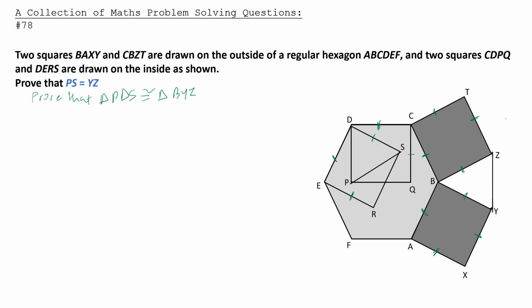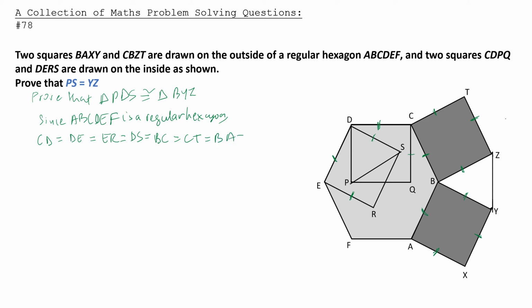So what that means, we can write it down, that since ABCDEF is a regular hexagon, we can say CD equals DE, and that equals ER equals DS equals BC equals CT equals BA equals AX equals BY equals BZ, and so on.